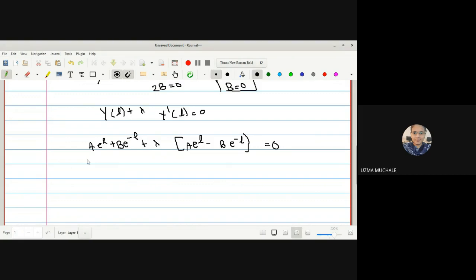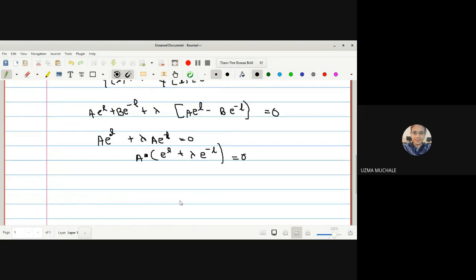Now as already provided that b is equal to 0, we get a e raised to L plus lambda a e raised to L is equal to 0, which implies a e raised to L plus lambda e raised to minus L equal to 0. We know that this term will not be equal to 0 since e raised to x is non-zero, and so the product of these two is 0, which implies a equal to 0. Is it fine?